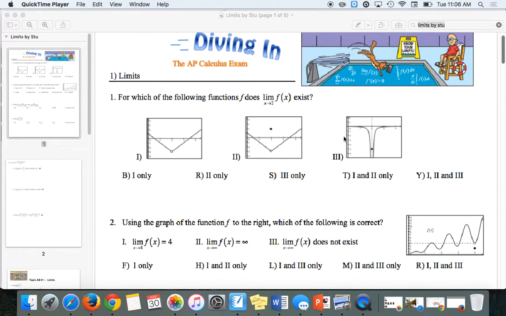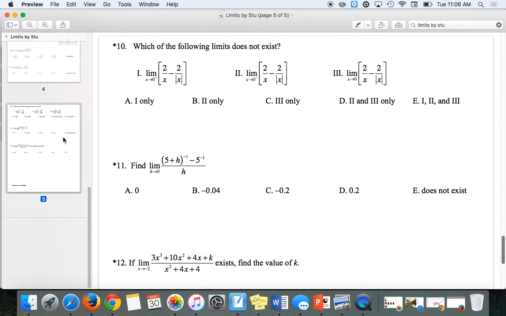The limits. So Jake has a question. Which one? The last one on the very last page.